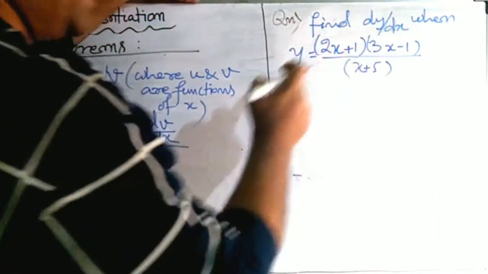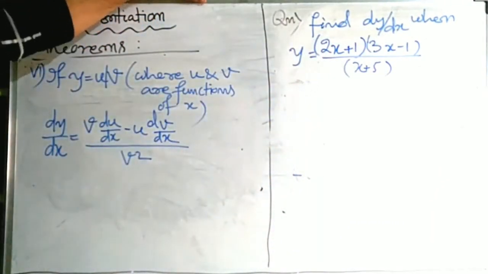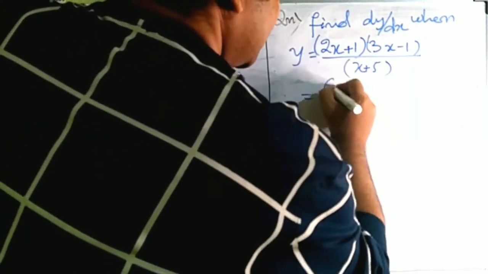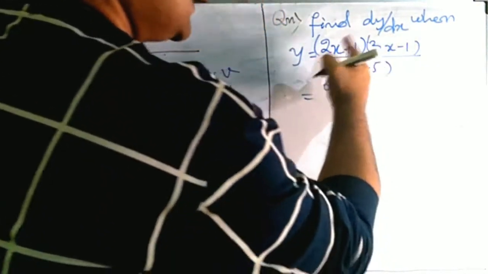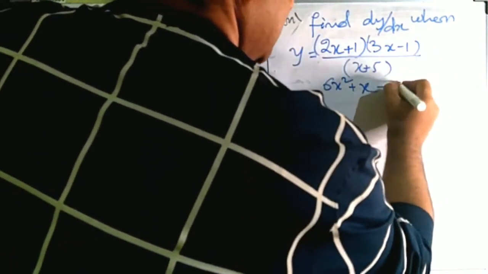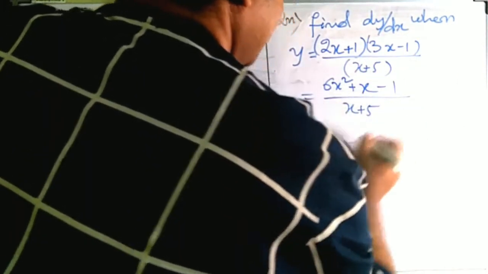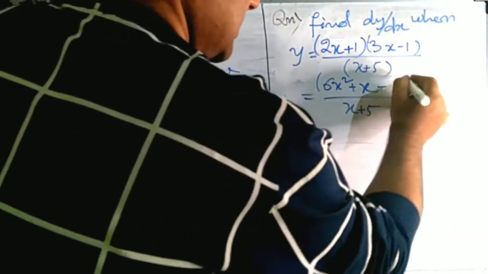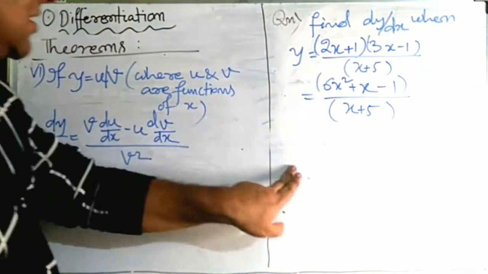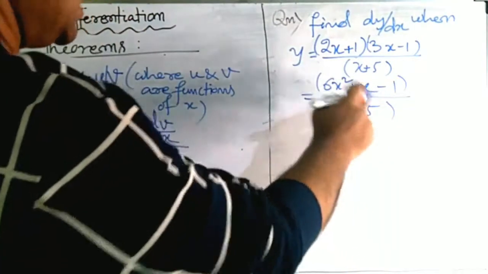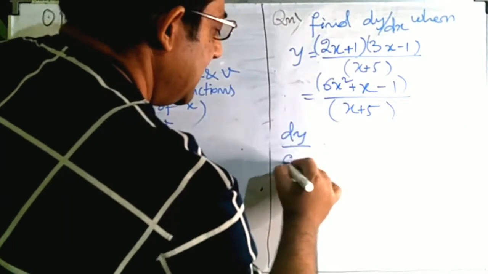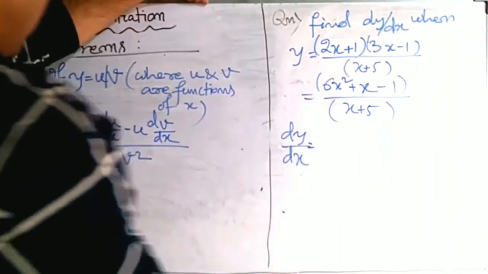The question is: find dy by dx when y is given to be (2x plus 1) multiplied by (3x minus 1) divided by (x plus 5). So simplify this. Multiply: 6x square minus 2x plus 3x. So directly I am writing plus x minus 1 divided by x plus 5. Now see, this entire thing you can consider to be u, and this entire thing you can consider to be v. Both u and v are functions of x, so we can consider this numerator to be u and the denominator to be v.